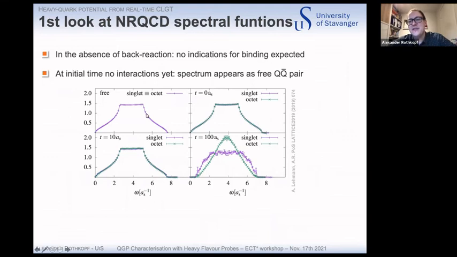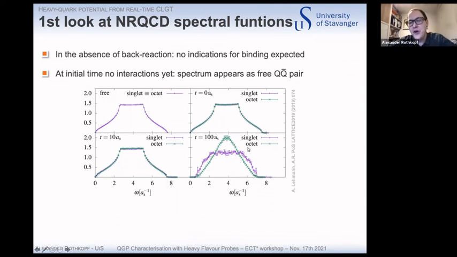The first thing that we have done so far is to focus on the system without back reaction, just to see whether we can get some sense of this real-time NRQCD going. And here I show you some computations of the non-back-reaction real-time NRQCD. In the top right panel, we show the initial spectral function that you get for the singlet and octet. They both look the same, and they look like the free spectral function. So the Q and Q bar pair was just put in your system. It didn't yet have time to interact, and therefore it doesn't know of each other. So it really looks like a free theory.